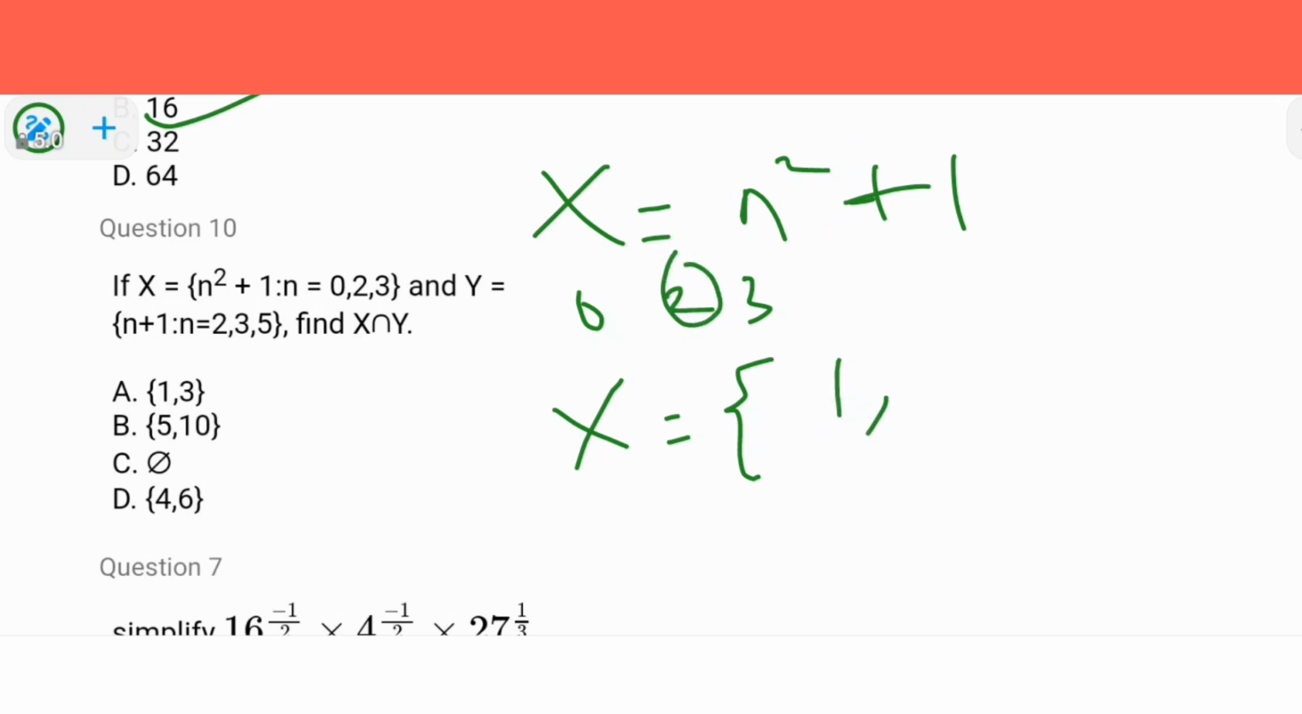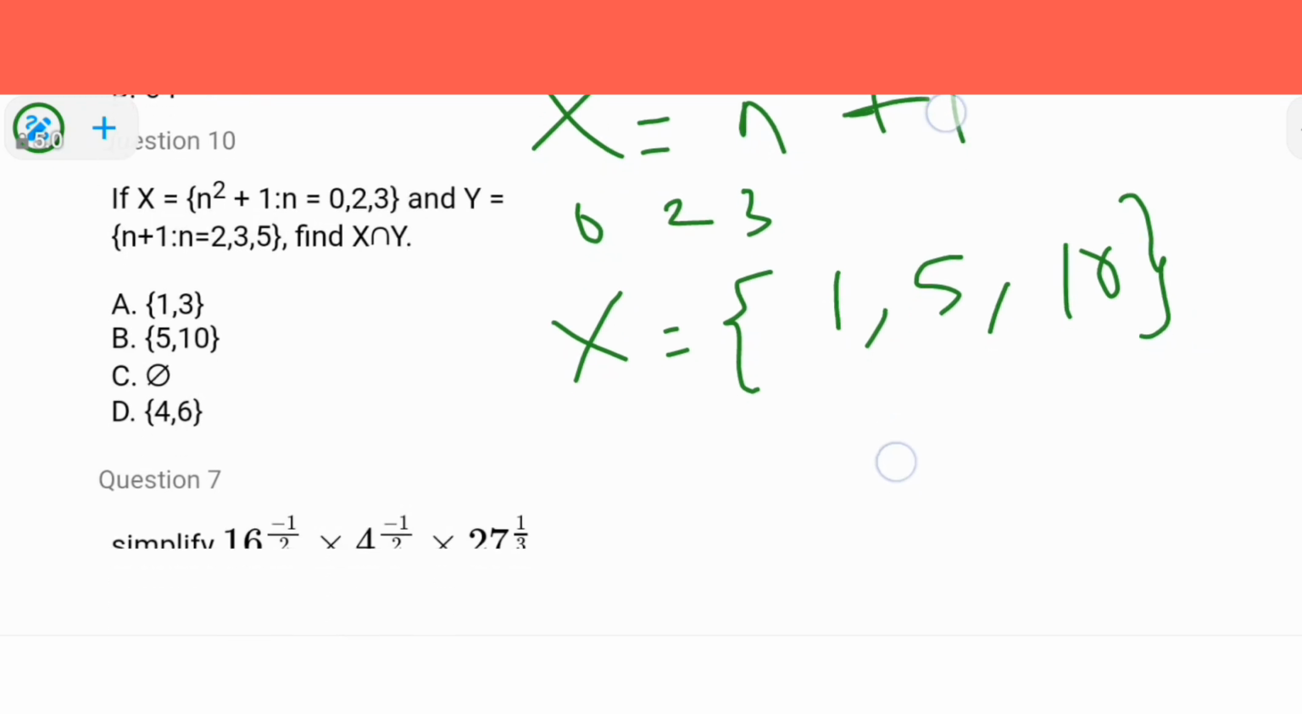Then you put 2. So 2 squared is 4. 4 plus 1 will give you 5. Then put 3. So 3 squared is 9. 9 plus 1 is going to give you 10. So the set x is 1, 5, 10. Now go to y. Try it for y.